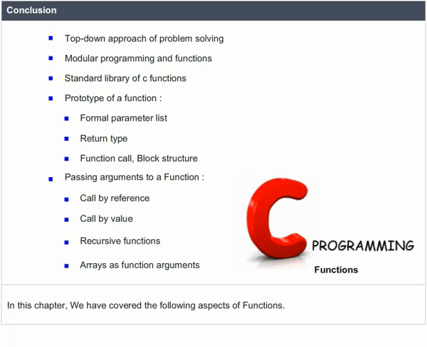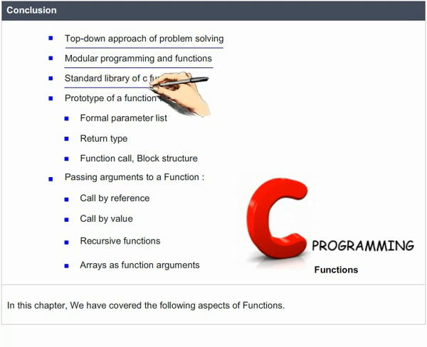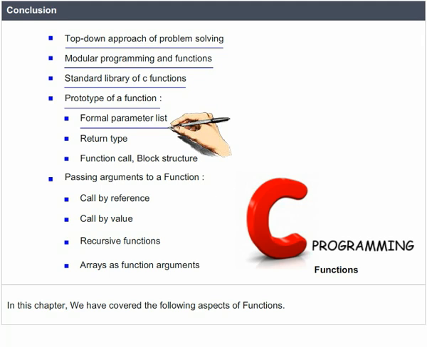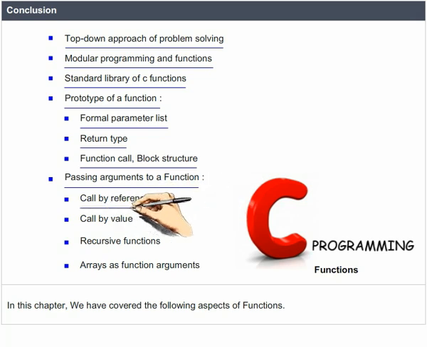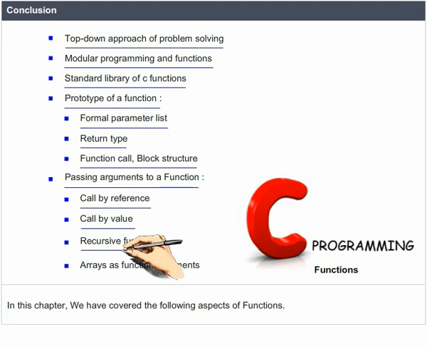Conclusion. In this chapter, we have covered the following aspects of functions: top-down approach of problem solving, modular programming and functions, standard library of C functions, prototype of a function, formal parameter list, return type, function call block structure, passing arguments to a function, call by reference, call by value, recursive functions, and arrays as function arguments.